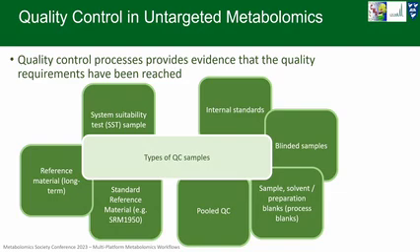So, for example, we can have the system suitability. We can have different reference samples, and this can be standard. You'll also use internal standards and blinded samples. And a big part of the untargeted metabolomics workflow is we talk a lot about pooled QCs and about preparation blank samples or solvent blank samples.